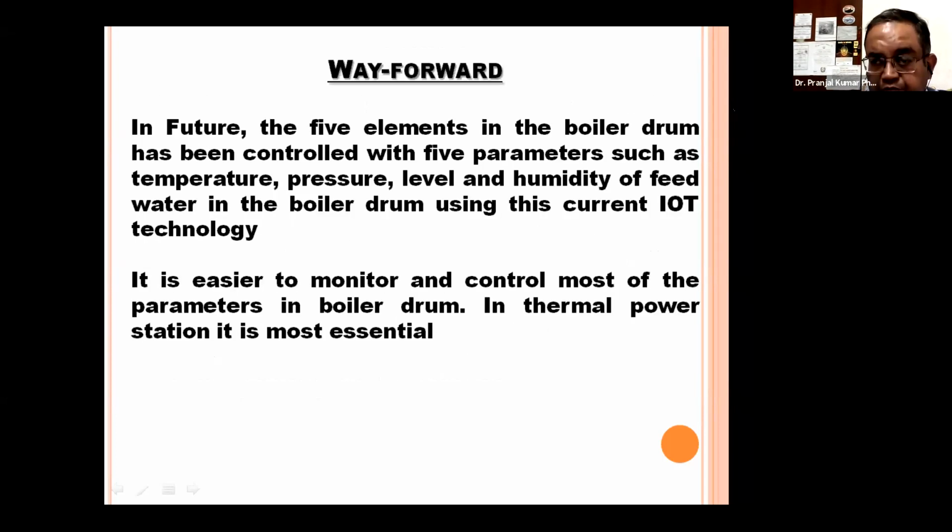In the future, or the way forward, which is already there, instead of three elements, now we have five elements which are being controlled with five parameters, which are temperature, pressure, level, humidity of feed water in the boiler drum, using the present current IoT technology. Because IoT is easier to monitor and control most of the parameters in the boiler drum. In a thermal power station, these are the most essential parameters which need to be controlled. If manually, then it's okay. If you want a more advanced case, then obviously it should be through IoT.